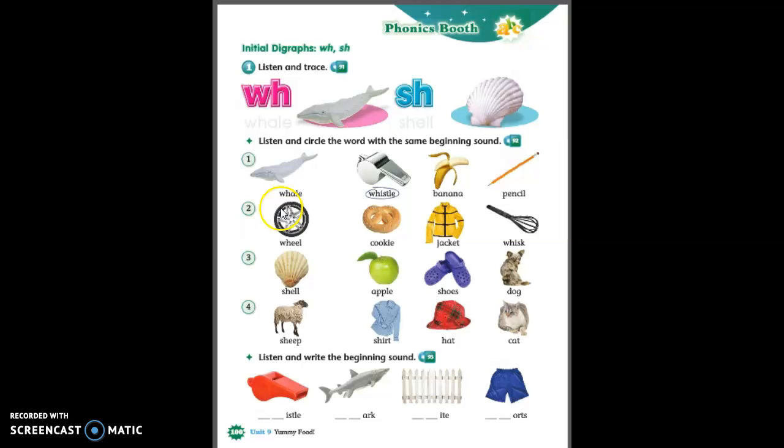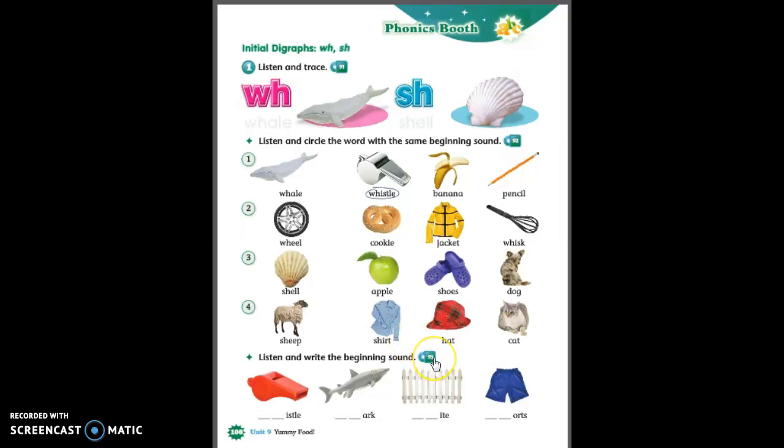Okay, so you are going to circle the word with the same beginning sound. For example, number 2, wheel. What is the initial beginning? The same. Whisk. Very good. Shell. The word with the same beginning sound. Shoes. Ship. Shirt.